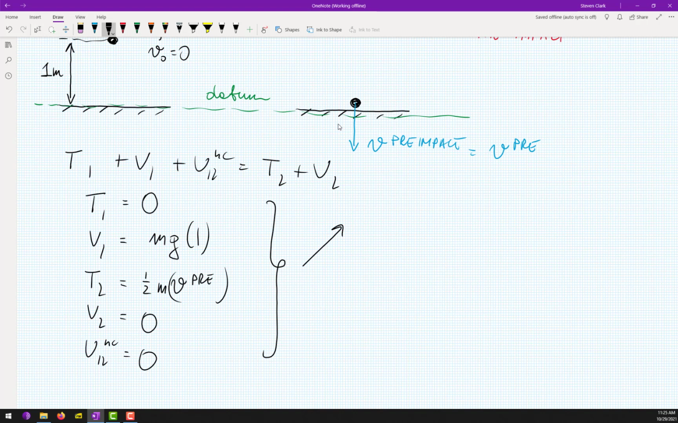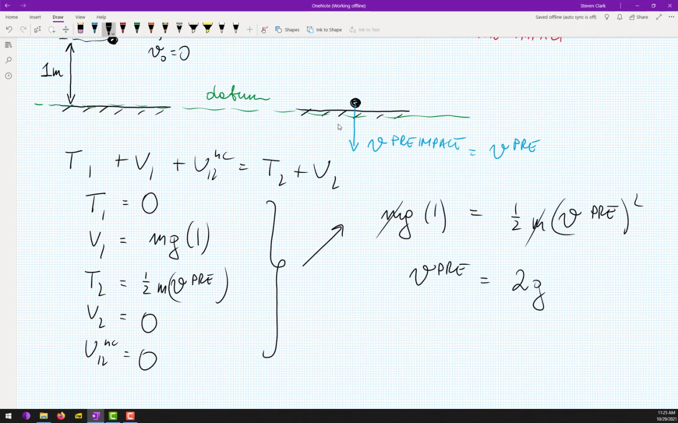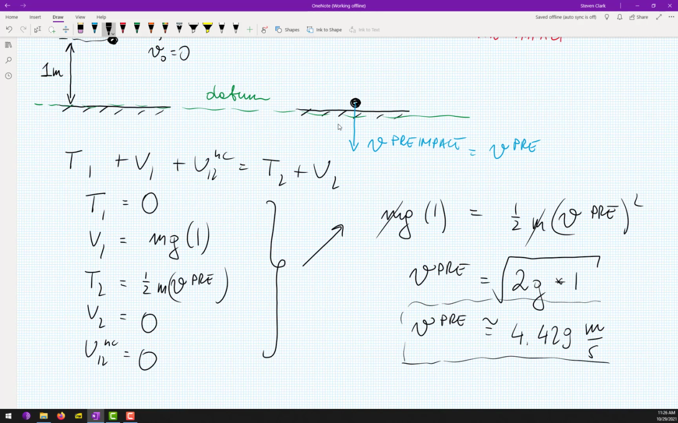Okay, let me plug these guys back into the original equation. So we will have mg times 1 equal to 1/2 m v pre squared. m cancels out, and v pre is equal to the square root of 2g times 1. Grab your calculators. I did it yesterday, and I obtained that this is equal to 4.429 meters per second. Great. Part number 1 done.